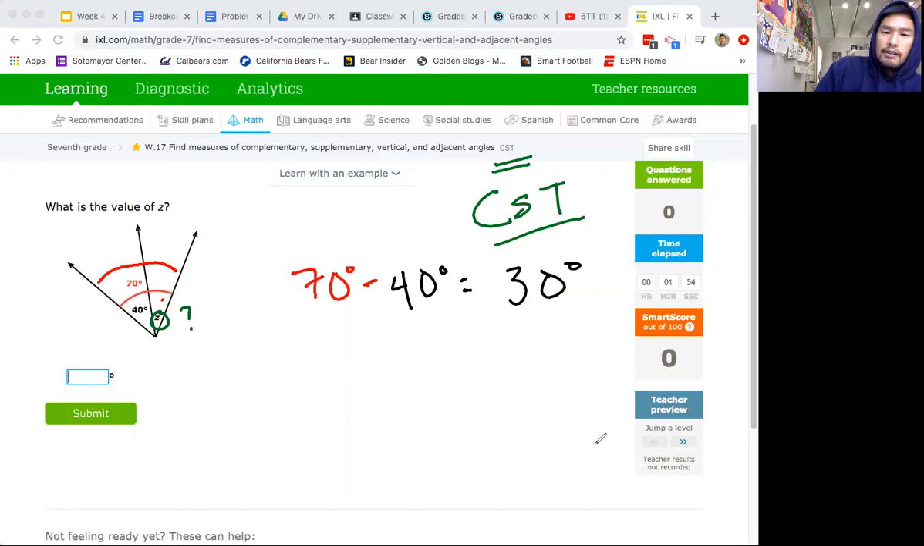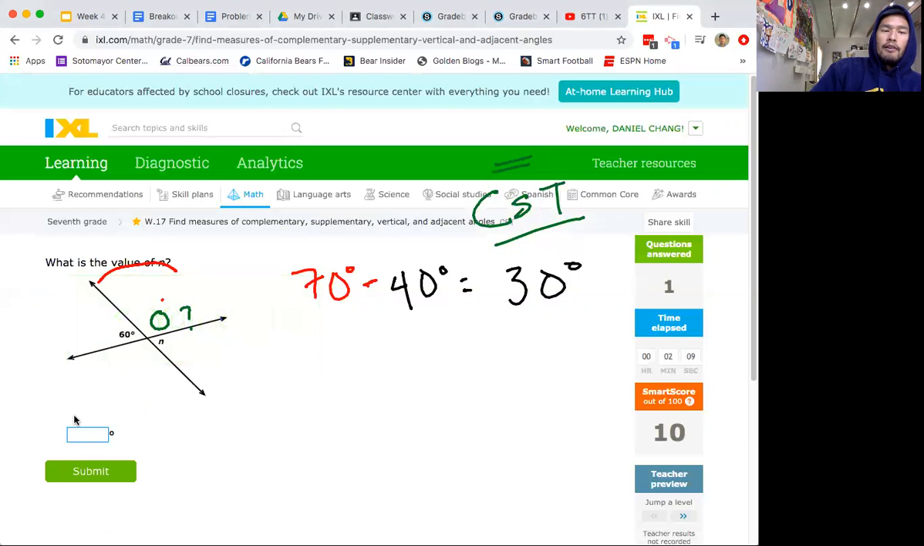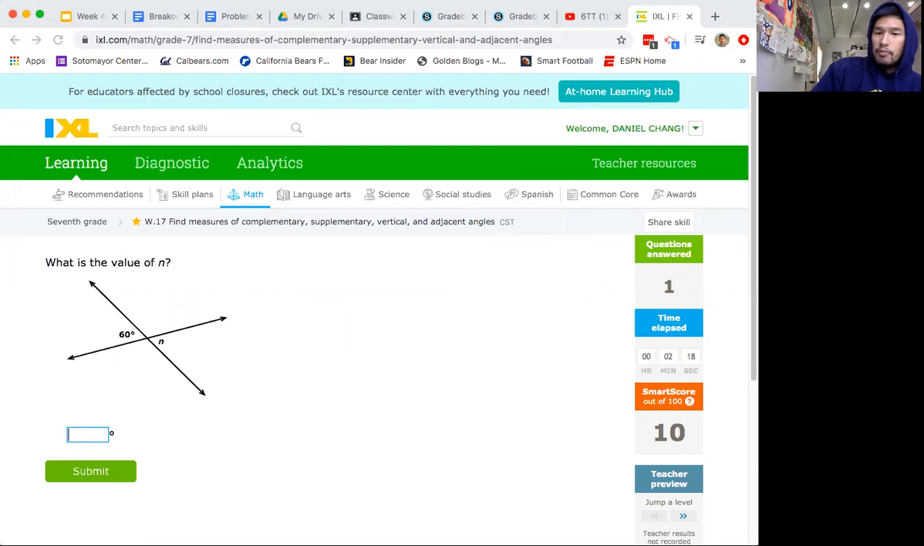Let's see if iXL likes my answer. Z is 30 degrees, 3, 0, submit. Look at me, I am rolling, I am balling. All is good in the world. Thank God I am your math teacher and I got that right. Now, what is the value of N?